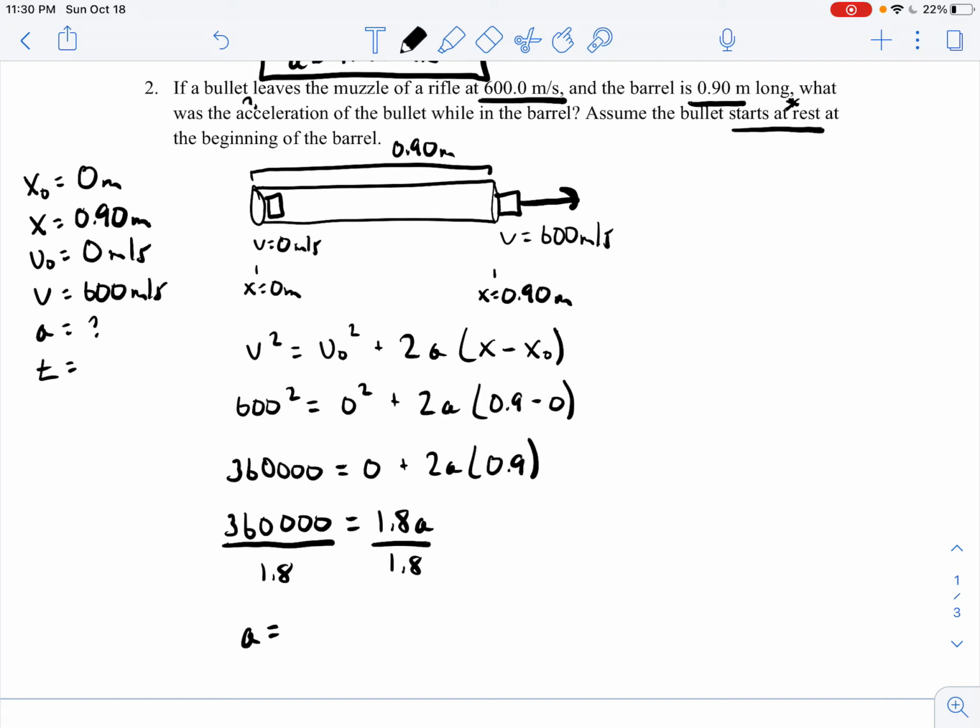And this is going to give us an acceleration that is equal to 360,000 divided by 1.8, which is going to give us 200,000. And it should be in terms of meters per second squared. So when we think about how quickly this bullet's going to be accelerating, it's going to be at a huge, enormous rate of 200,000 meters per second squared.